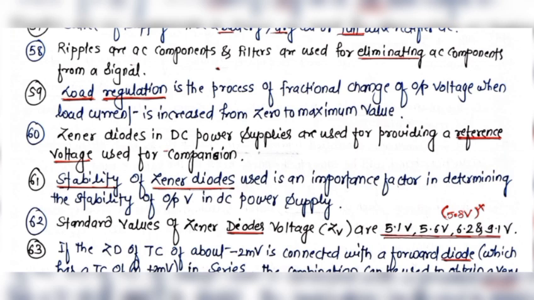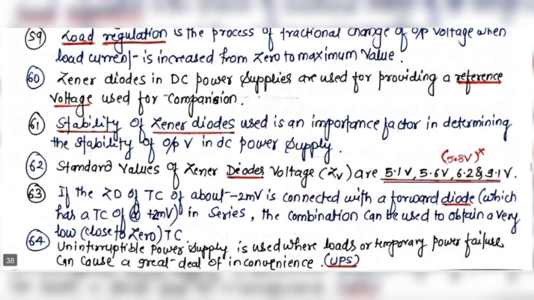The stability of the Zener diode is an important factor in determining the stability of the output voltage in a DC power supply. Standard values of Zener diode voltage VZ are 5.1, 5.6, 6.2 and 9.1. 5.8 is not a standard value of Zener diode voltage, so deleting or neglecting 5.8 volts.